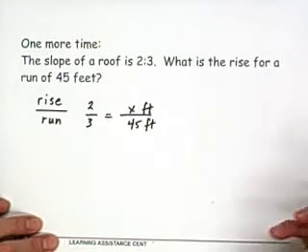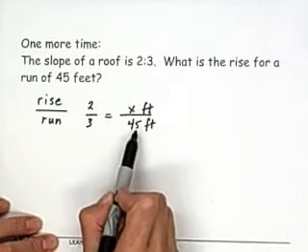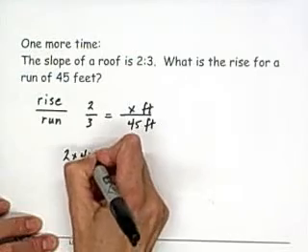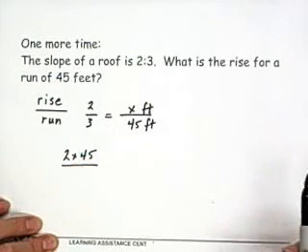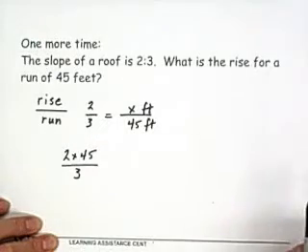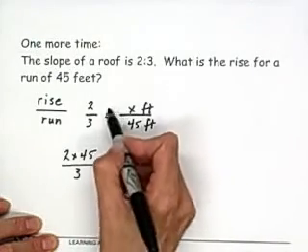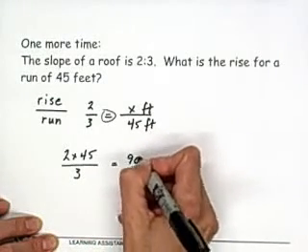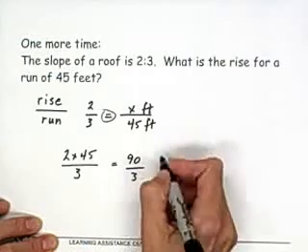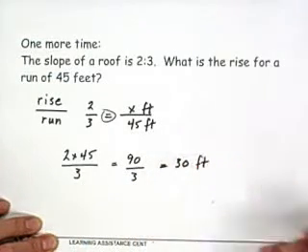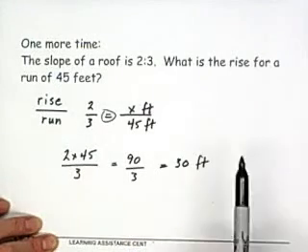Solve by cross multiplying. The filled diagonal in this case is here, 2 times 45. Divide by the number across from the unknown. Remember that you can only cross multiply across an equals sign. 2 times 45 is 90. Divided by 3 is 30. The unit is feet. So in this particular roof, with a run of 45 feet, the rise will be 30 feet.